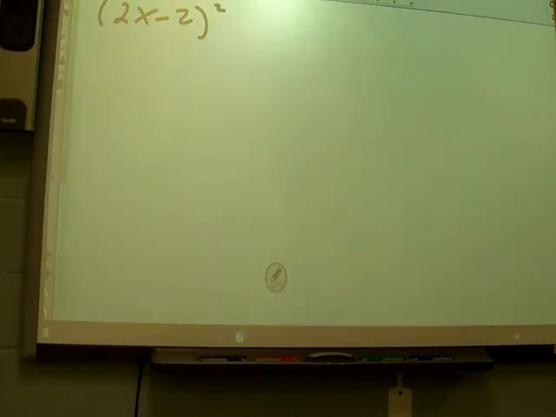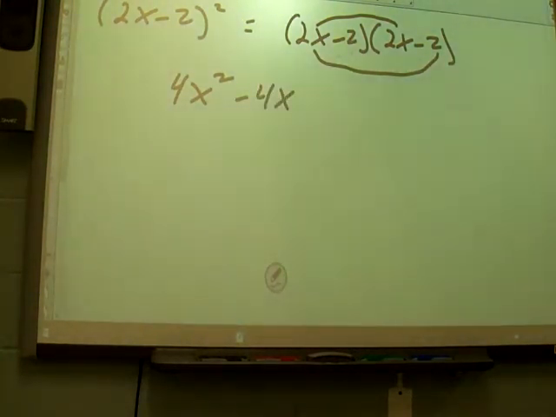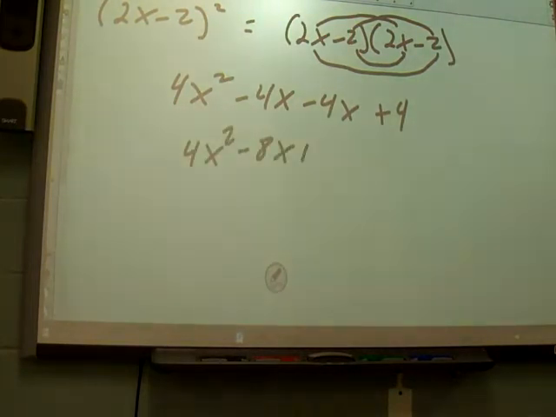Okay, so to start this means this is 2x minus 2 times 2x minus 2. And now you go to work on your multiplication. So I had a 2x times a 2x. That got me 4x squared. A 2x times a negative 2 got me negative 4x. A negative 2 times a 2x got me another negative 4x. And then negative 2 times negative 2 got me positive 4. So combine your like terms, and that would be your answer on number 3.